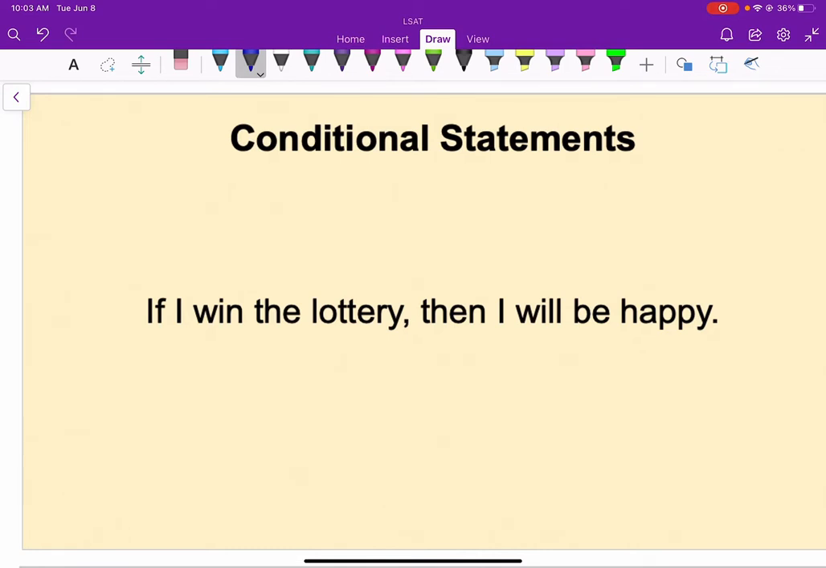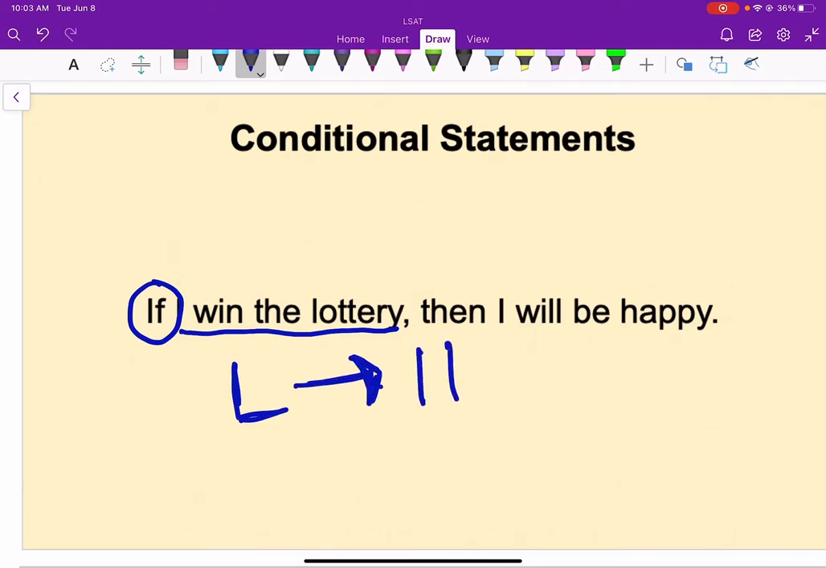For example, if I said, if I win the lottery, then I will be happy. What does that mean? It means exactly what it says, right? If I win the lottery, so if I'm going to have a sufficient condition, winning the lottery is enough to know that I will be happy. This is a great example. It triggers it, right? If I'm not happy, what do we know? I must not have won the lottery.